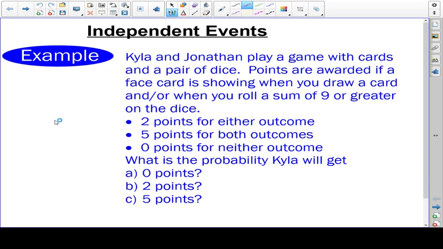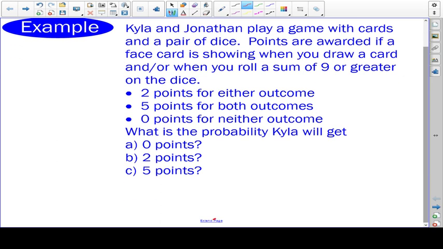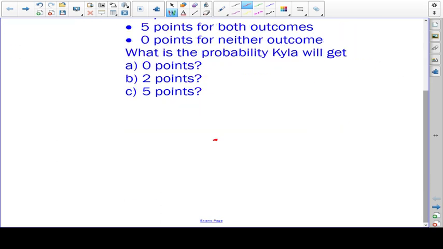So the probability for 0 points is when those outcomes do not happen. And with independent events, rolling a die or a pair of dice or whatever you're rolling is separate from picking up a card. That's why the probabilities are independent. They don't affect one another.